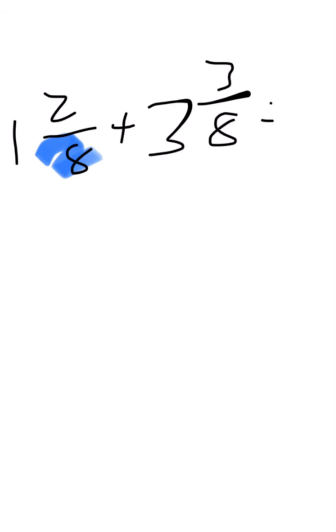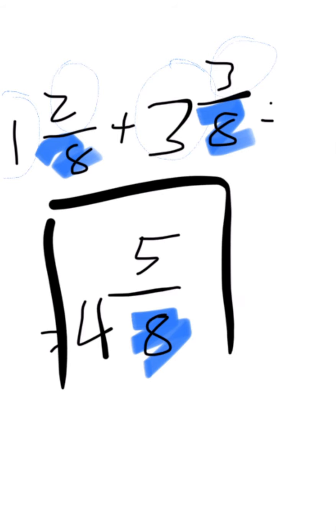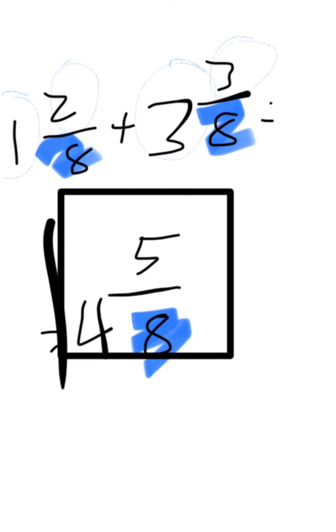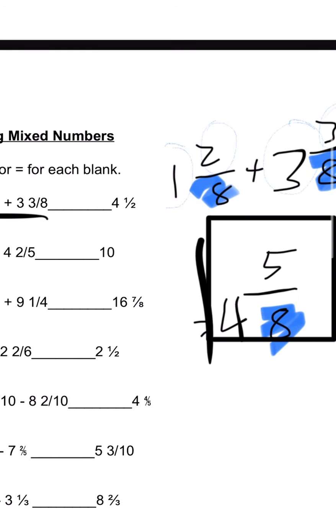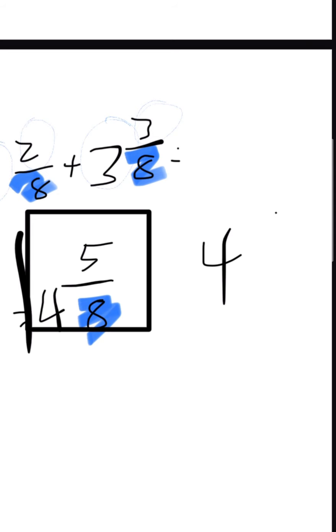We have a common denominator of 8, so we're just going to bring that down here. We're going to add the whole numbers. We get 4. Let me write that with a different pen. Next, we're going to add the numerators, 2 plus 3, which is 5. So our final answer is 4 and 5/8. But here we have to compare to the right side. So which one is bigger, 4 and 1/2 or 4 and 5/8?